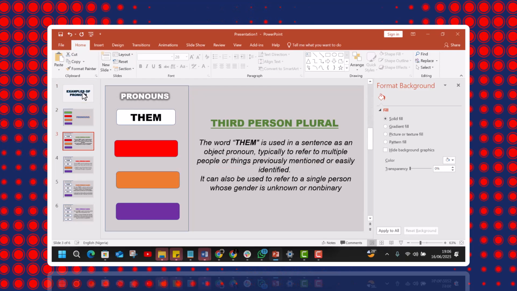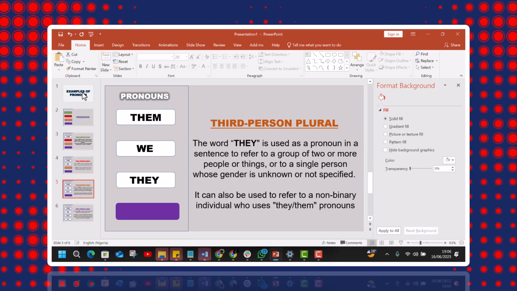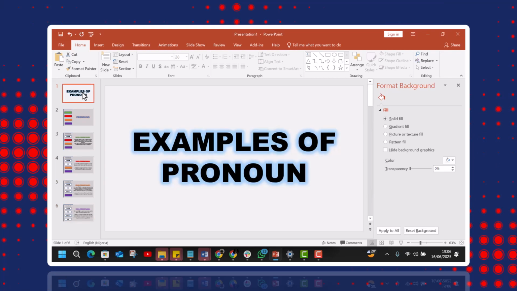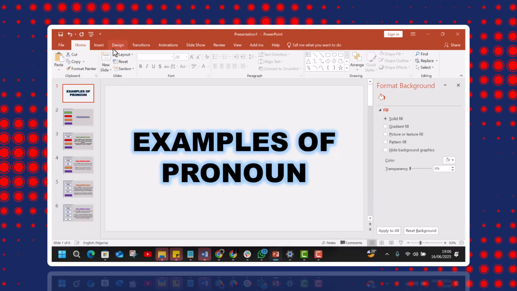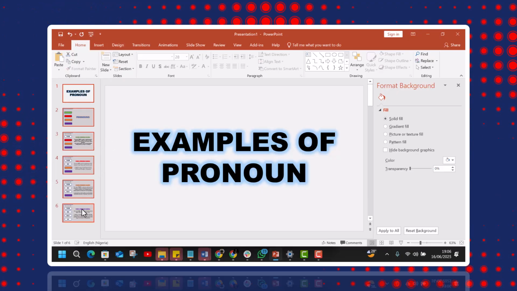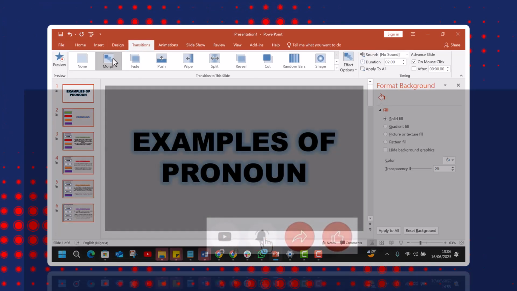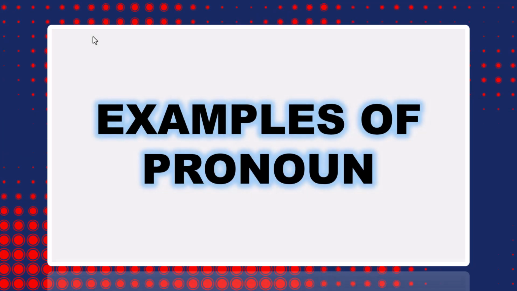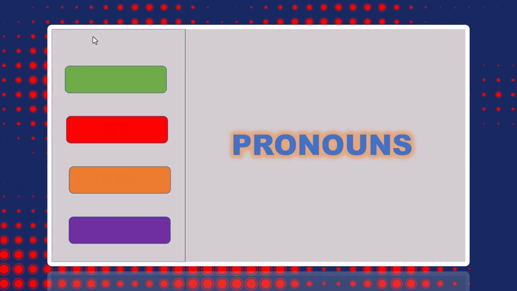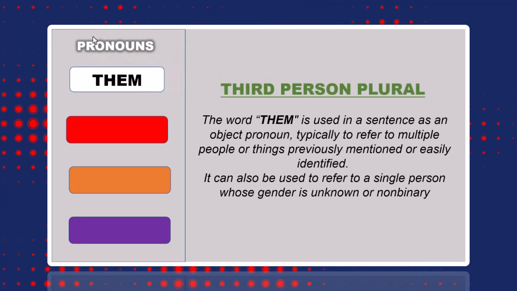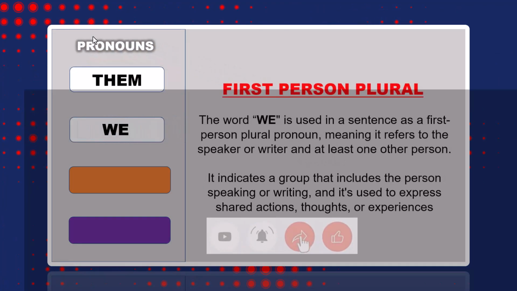After which, do every other necessary formatting you would love to have on it, just so your slides can look so beautiful. Then select all the slides and add more transition, and this is your final result. Example of pronoun, and we have it to be them and the likes.